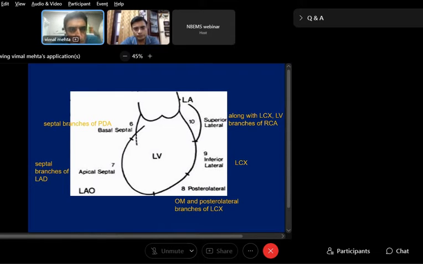Similar to how you cannot conclude an echocardiogram examination just by doing a parasternal long axis examination. You have to see 4 chamber, 2 chamber, because in 4 chamber you will see other walls, septum and so on, and in 2 chamber you will see anterior and inferior. There you will see septum and lateral wall. So similarly over here you will see lateral wall supplied predominantly by left circumflex, and here you will see basal septum and apical septum. Basal supplied by the septal branches of PDA, and this supplied by septal branches of LAD.